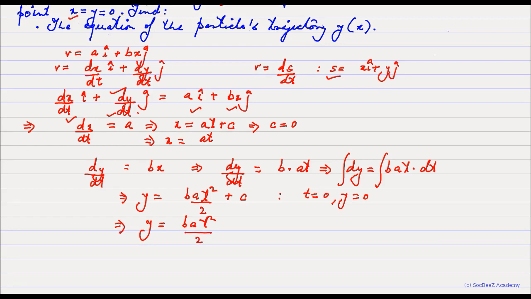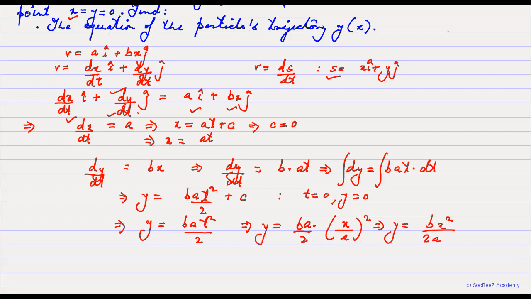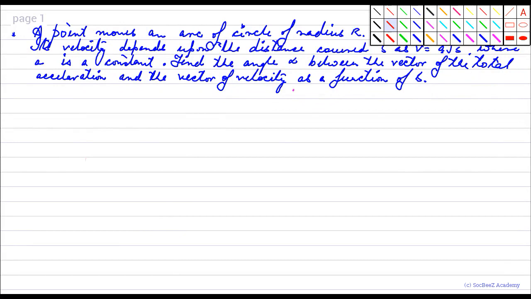Now I can put t as x by a, right? So if I put in t as x by a, I'll get y as ba by 2 into x by a whole square, which gives me y as b x square by 2a. So this is going to be the equation of the particle's trajectory in terms of y and x. Fine. Now let us begin with the next problem in the topic of kinematics, which is this.